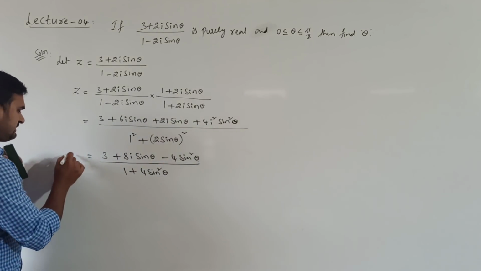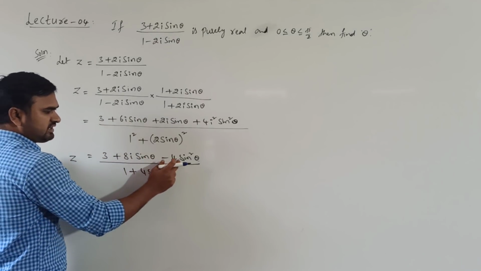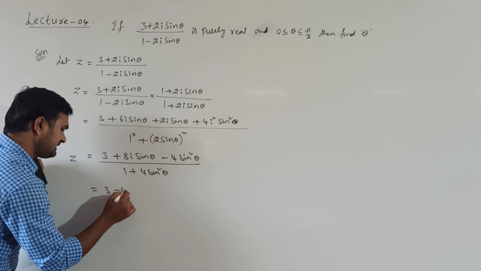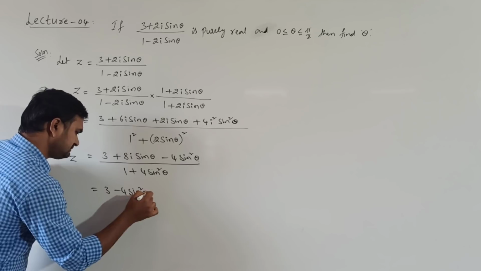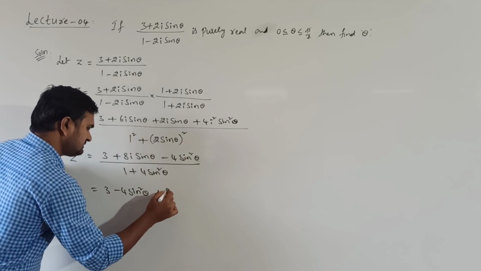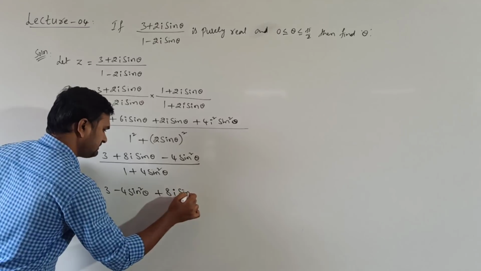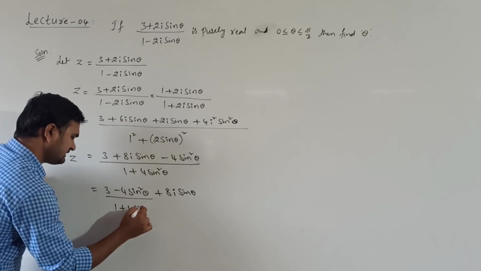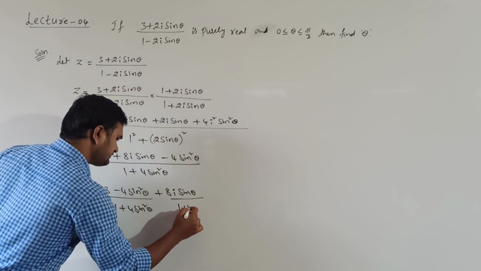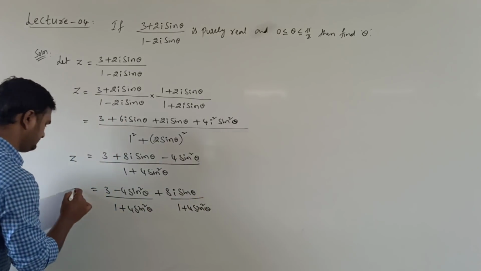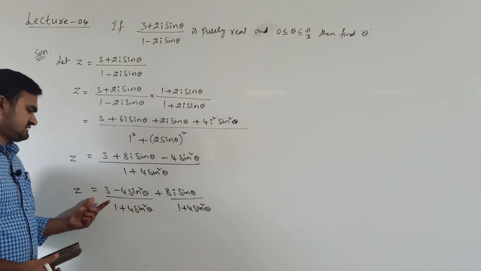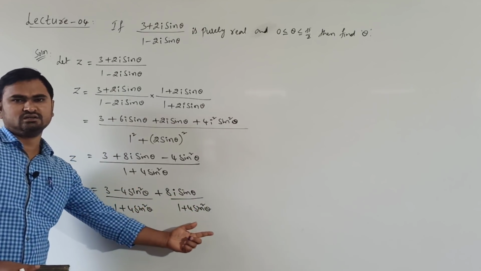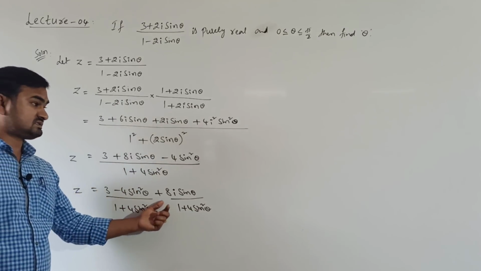Okay. So first I will write the real parts. 3 is real and 4 sin square theta is real. 8i sin theta, this is imaginary. So 3 minus 4 sin square theta plus 8i sin theta divided by this. So I will divide separately: 1 plus 4 sin square theta divided by 1 plus 4 sin square theta. Okay. Now z is in the form a plus ib by dividing separately. Now we are writing it in the form of a plus ib.